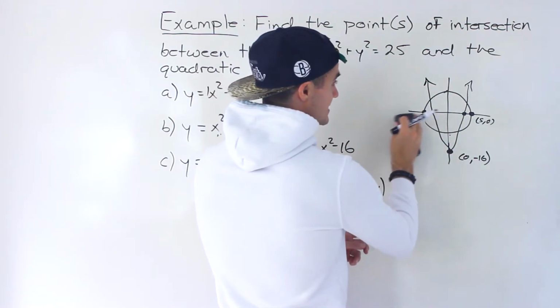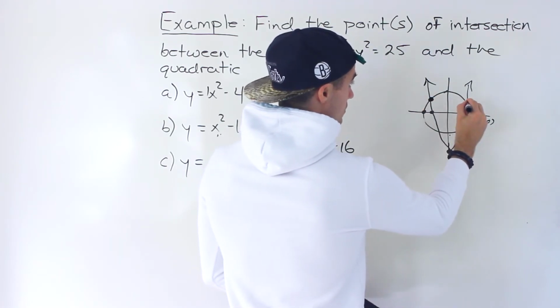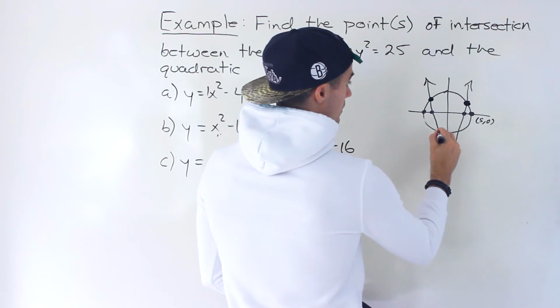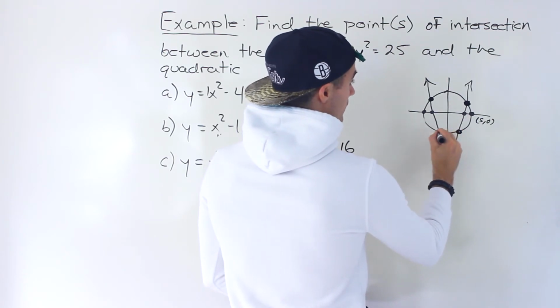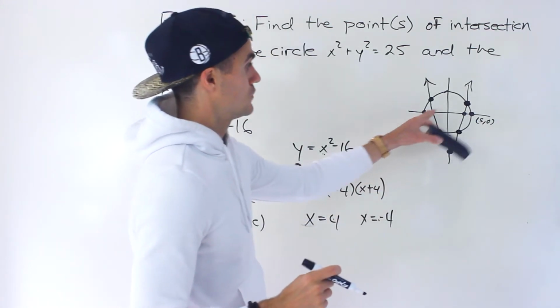Okay, so it's easy to tell that this quadratic and this circle, how many points of intersection are there going to be? 4 in this case. 2 here and 2 right there. Don't get confused with these points.